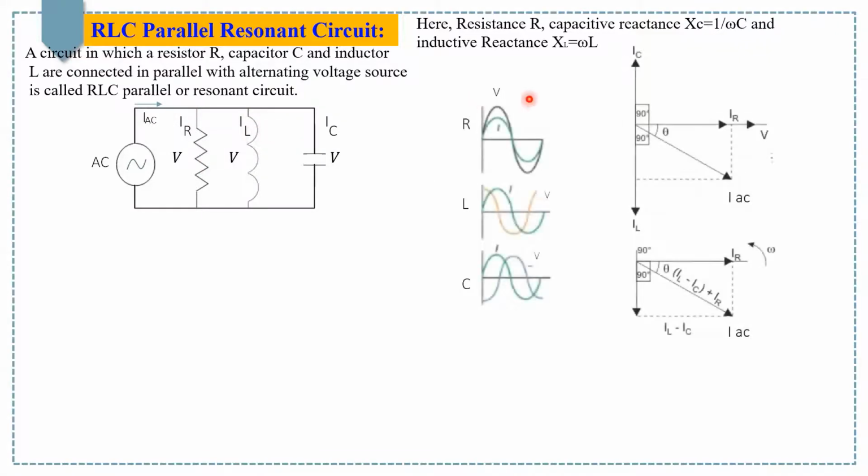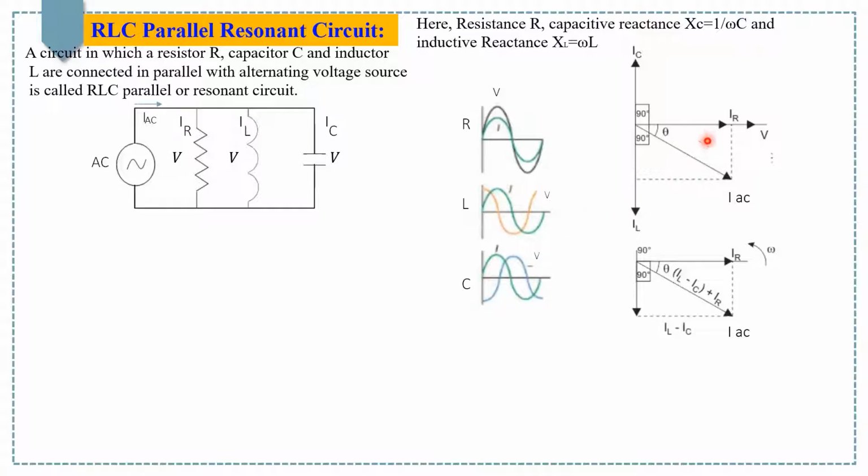Here is a diagram you can see. In the case of resistor, voltage and current are in phase to each other. In the case of inductor, current lags the voltage by 90 degrees. And in case of capacitor, current leads the voltage by 90 degrees.